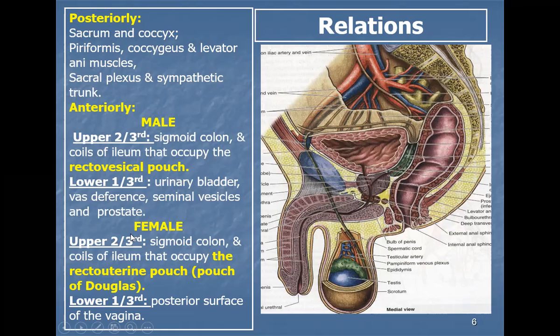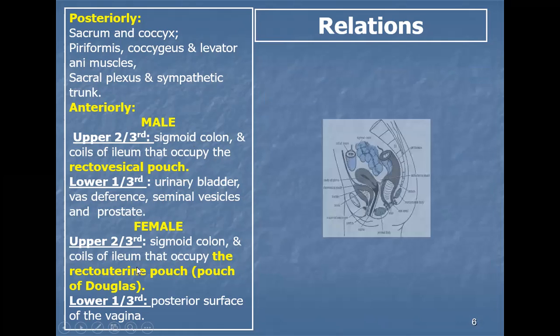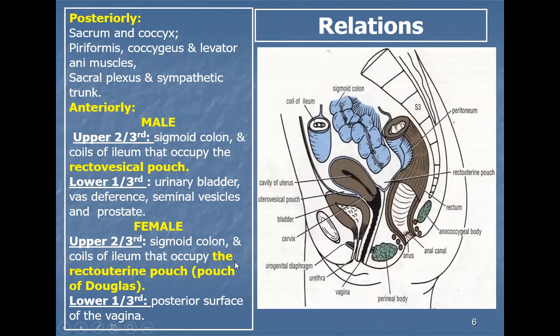But in case of female, the upper two-thirds are related to a pouch. Here in male, it was rectovesical, but in case of female, it becomes rectouterine, because it is not between the vesicle, that is the bladder, and the rectum, but between the rectum and the uterus. So it is called a rectouterine pouch. This is a very important pouch in case of female, called the pouch of Douglas. This is the most dependent part in case of female when she stands.